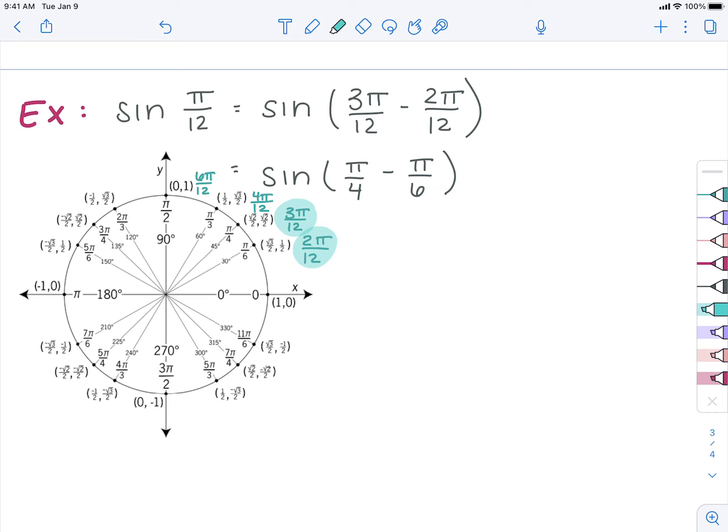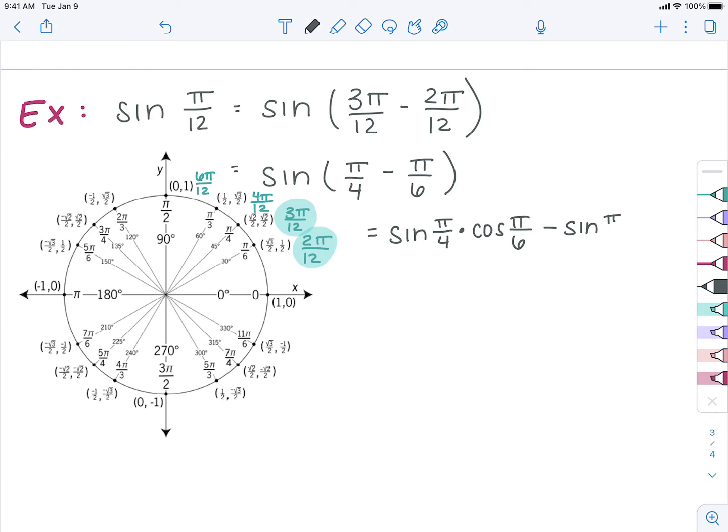Since they're fractions and I'm subtracting them, the denominator stays the same. And then I would simplify 3 pi over 12 and 2 pi over 12 to be pi over 4 and pi over 6. Once I get to this step, I'm just using my trig identity in order to rewrite it. So now my sine rule says I take sine of pi over 4 times cosine of pi over 6. Since I subtracted them, it still wants me to subtract them.